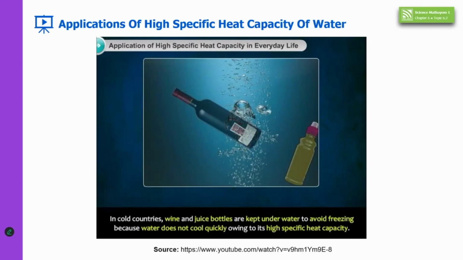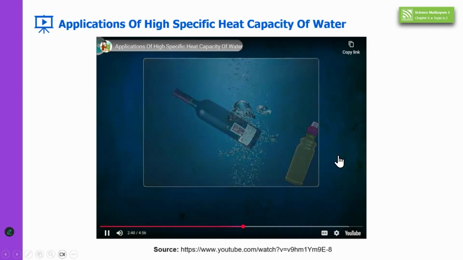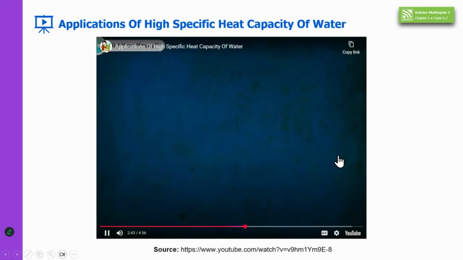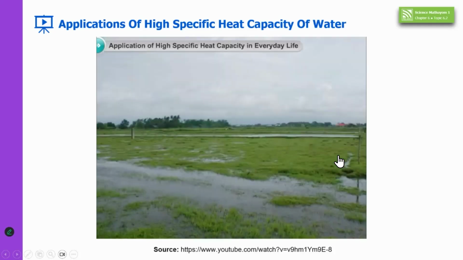To avoid freezing, in cold countries, wine and juice bottles are kept underwater because water does not cool quickly owing to its high specific heat capacity. Did you know? The high specific heat capacity of water regulates the extremes in the environment. For instance, in ponds, the heat capacity of the water helps regulating the temperature of the water and keeping it relatively the same from day to night.